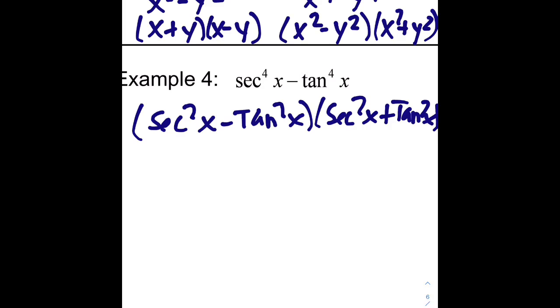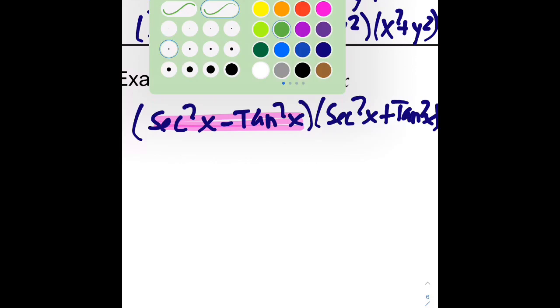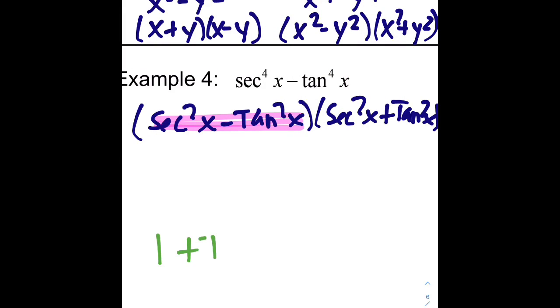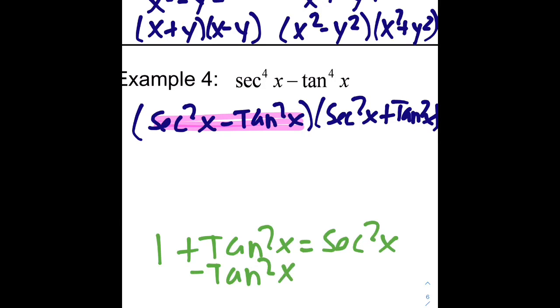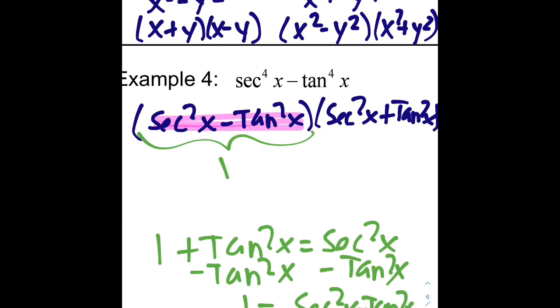Now, something might look a little familiar. Now I have everything squared. So since I have it squared, we have a Pythagorean identity that relates secants and tangents. It tells us that 1 plus tangent squared of x equals secant squared of x. Well, if I subtract tangent squared from both sides, then 1 is equal to the secant squared of x minus the tangent squared of x, so all of this is 1.